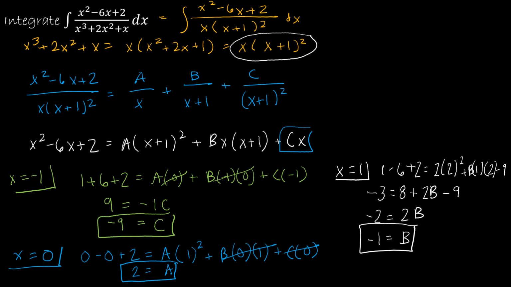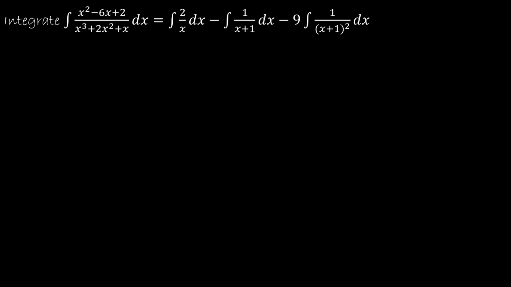So those are my 3 solutions, and obviously I'm out of room. So I'm going to rewrite this with a as 2, with b as -1, and with c as -9 on the next slide, and then we will continue our work for integration. The good news is we've already done all of the hard work. And so what I'm going to do now is just do any simplification that I can.